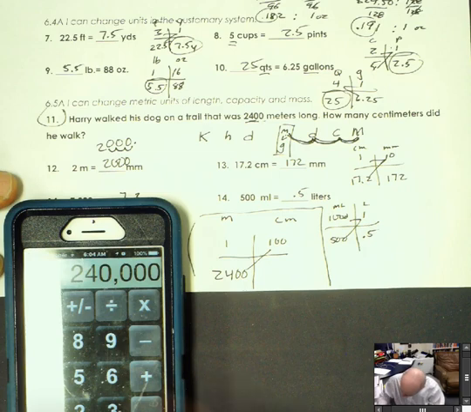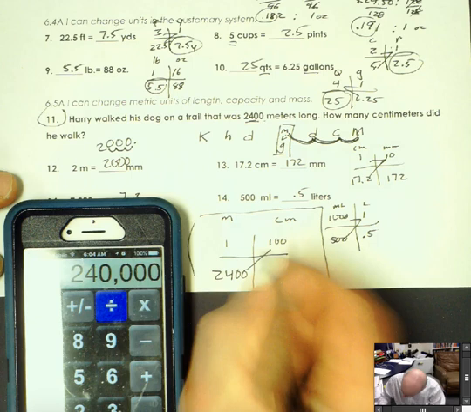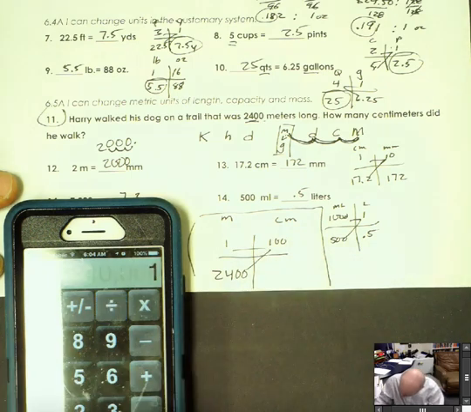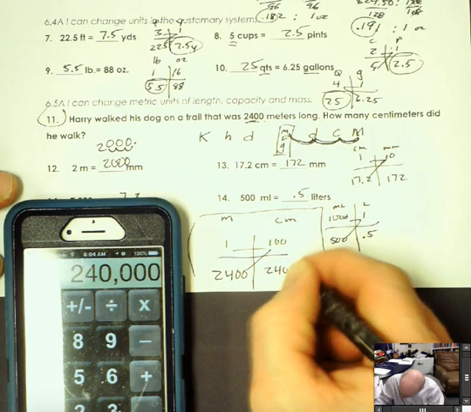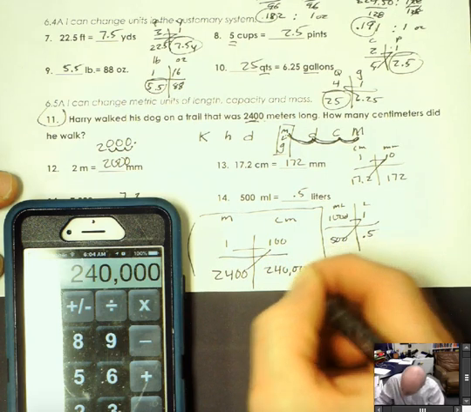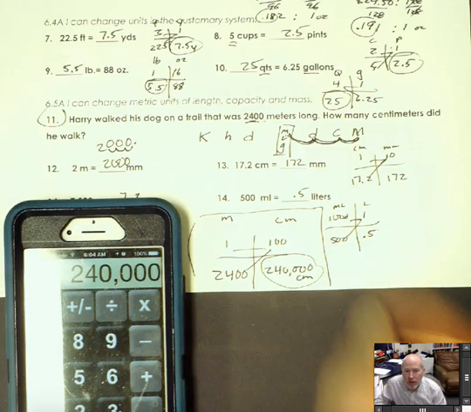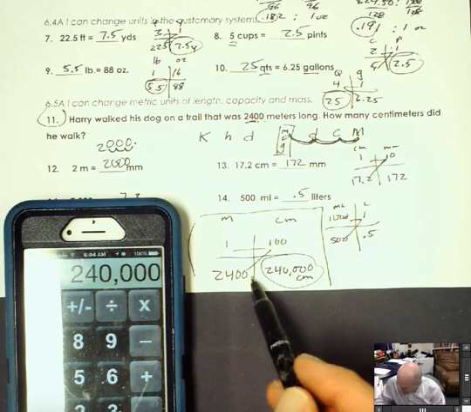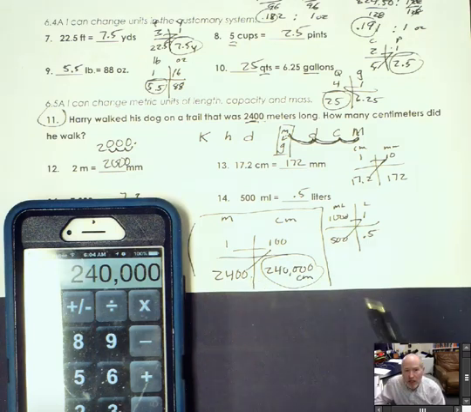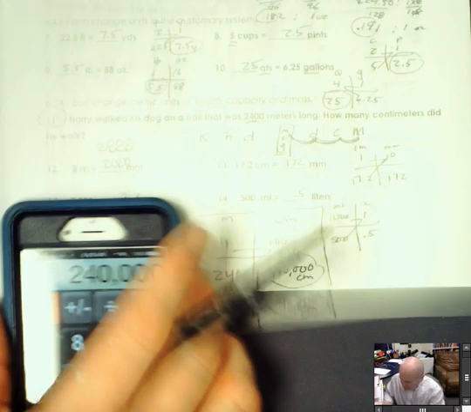And then, of course, we're going to divide that by 1, which is really just the same answer, as you know. 240,000 centimeters is what he walked. And it makes sense because for every meter, there's 100 centimeters. So you're really just tacking 2 zeros on the end of that when you multiply by 100. Okie dokie. All right, let's flip to the other side.